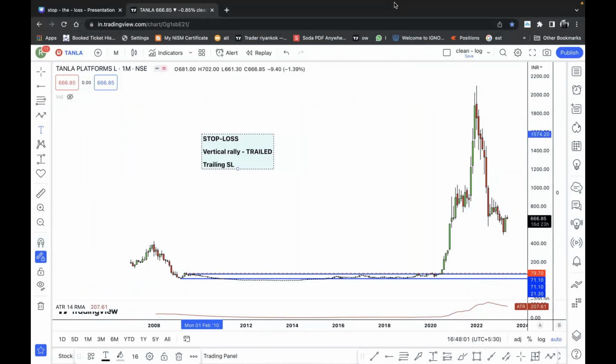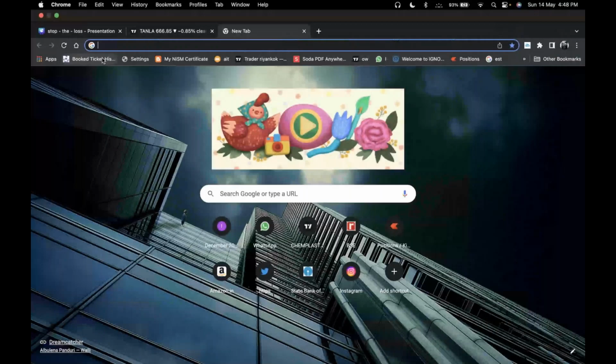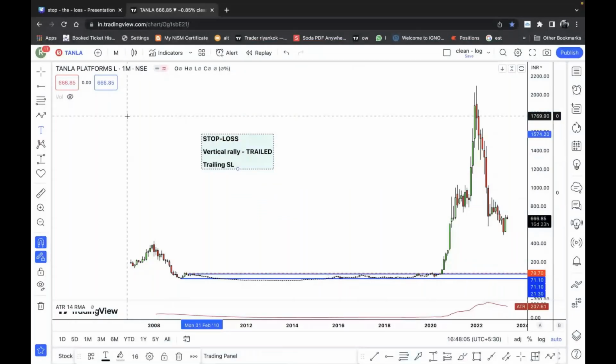How do you identify the stocks to trade? We will talk about stock selection some other time. We will plan a session on stock selection as well some other time. Let's just stick to the topic for the time being, which is stop loss and risk management.